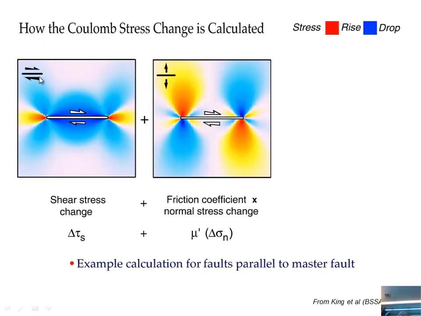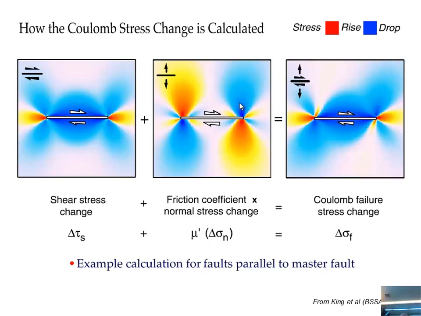So then here would be the effect of the normal stress change, which is the friction times the change in normal stress. And so this is basically unclamping here, and this is pushing it together more. And so when we add them together, so it's just added together across the whole grid, this is the Coulomb stress change for faults like this.